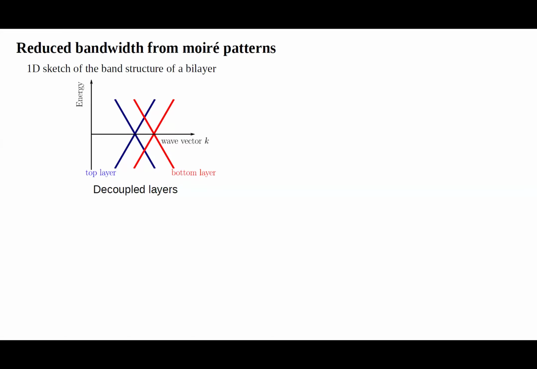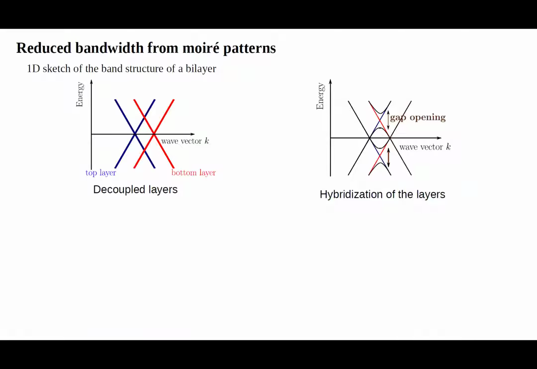So I'm starting from a decoupled model where blue is one layer, let's say top layer, red is bottom layer. Okay, so this is decoupled. And you have some crossings, some band crossings between blue and red. And of course, these crossings are not protected by anything. So as soon as you include any coupling between the two layers, interlayer tunneling, there's going to be some level repulsion, and you're going to open a gap at the crossing between these two layers.